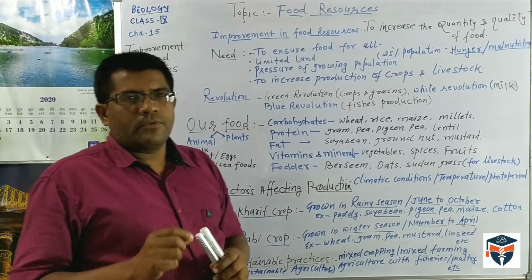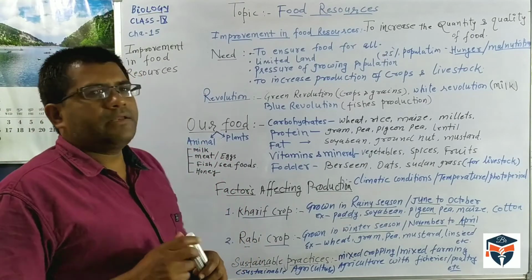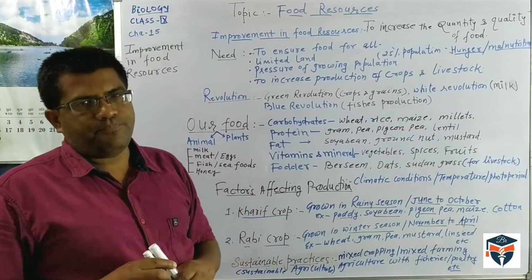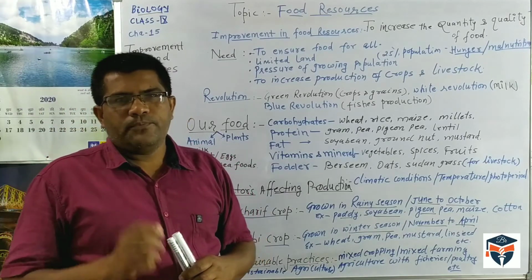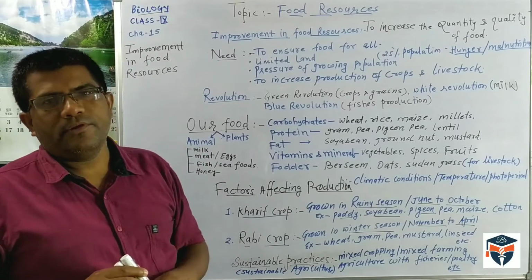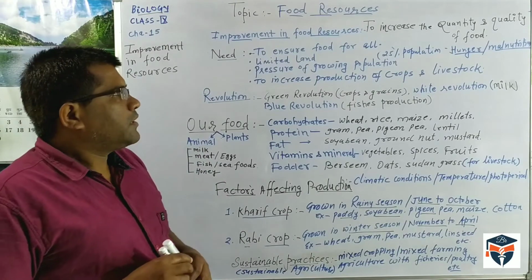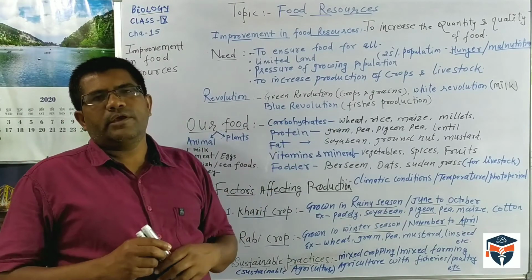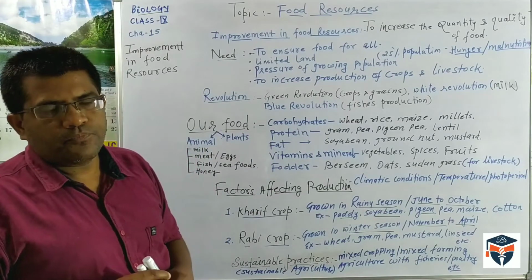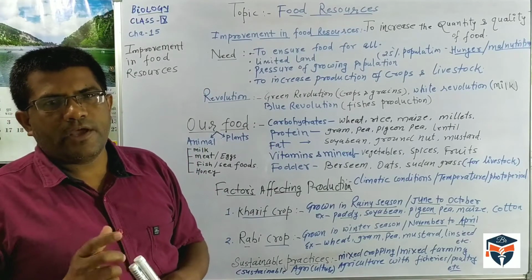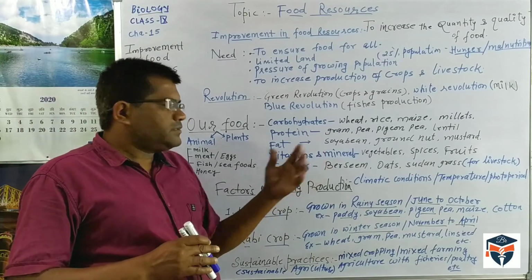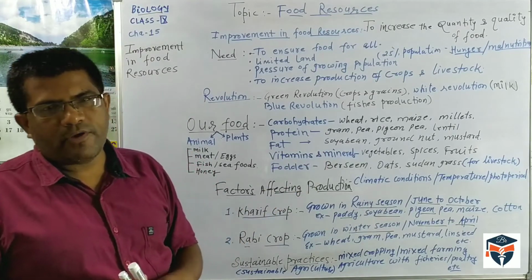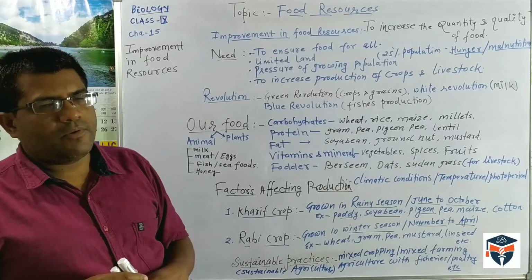Students, food is a basic requirement for our life. It is needed for our survival. We get this food from different sources. Carbohydrate-rich foods give us energy. Protein foods are required for repair and growth of the body. Vitamins and minerals are required for the protection of our body.